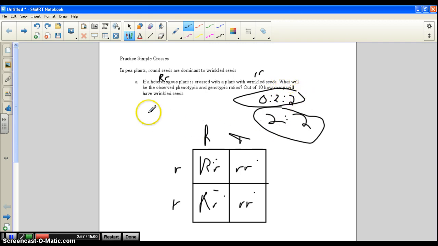Okay, now to answer the question, out of 10, how many will have wrinkled seeds? Well, there's 10 total. And you multiply that by the probability, using the Punnett square, that they'll have wrinkled seeds. Half of them are likely to have wrinkled seeds, so you multiply this by a half. And if you do that multiplication, you should find out that 5 have wrinkled seeds.